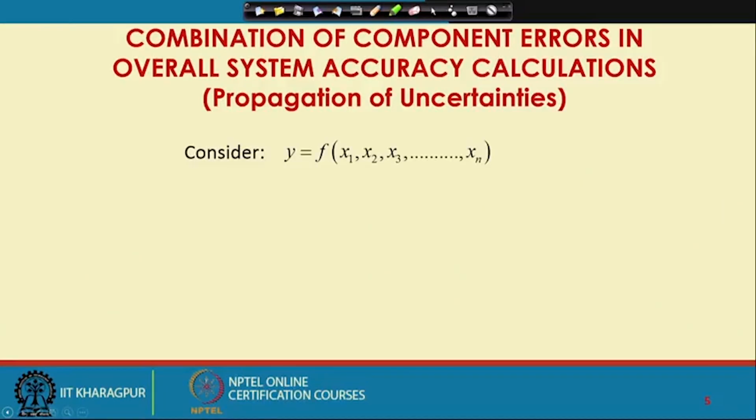So, let us consider that y, a quantity that I am computing or measuring, is a function of various other measurements. So, y is a function of x 1, x 2, x 3 up to x n.